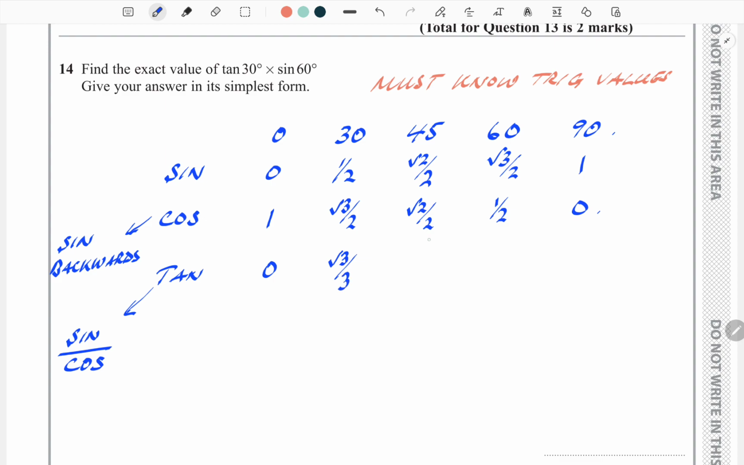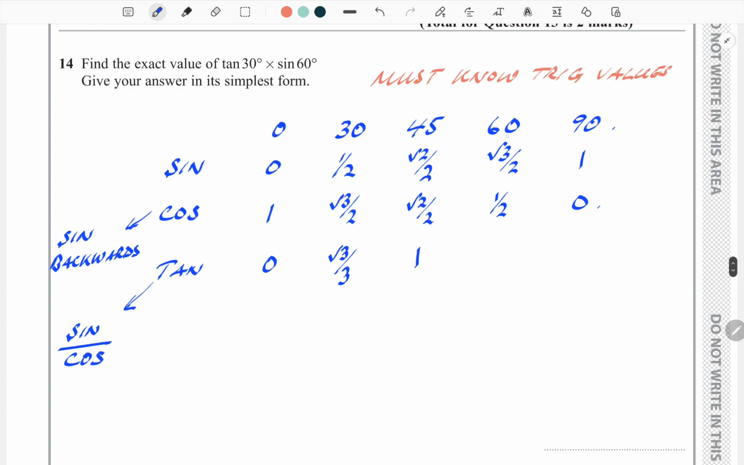45 is, as you can see, the sine and cos values are the same. So the same thing divided by itself, 1. And tan of 60, root 3 over 1, if you cancel out the 2's there. So that's just root 3. And for 90, you can't divide a number by 0, so it's undefined. We call it infinity, or just ignore that. You won't get that in your GCSEs. But you must know these trig values. That's expected knowledge now.